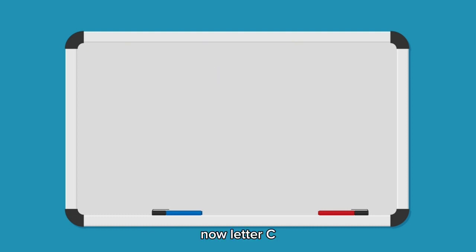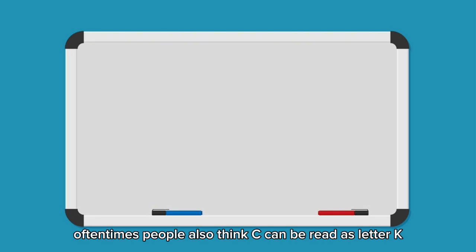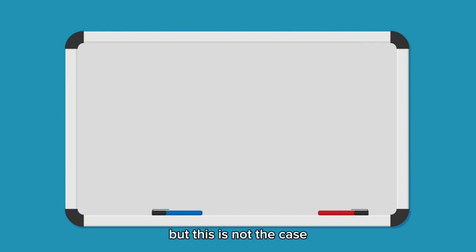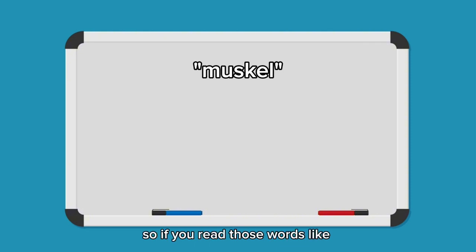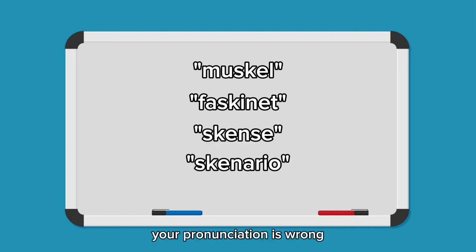Now, letter C. Letter C has a special trait, because if there is a letter S before the letter C, the C becomes silent. Example: muscle, fascinate, scene, scenario. Oftentimes, people also think C can be read as letter K, but this is not the case. So if you read those words like muscle, fascinate, scenario with a C sound, your pronunciation is wrong.